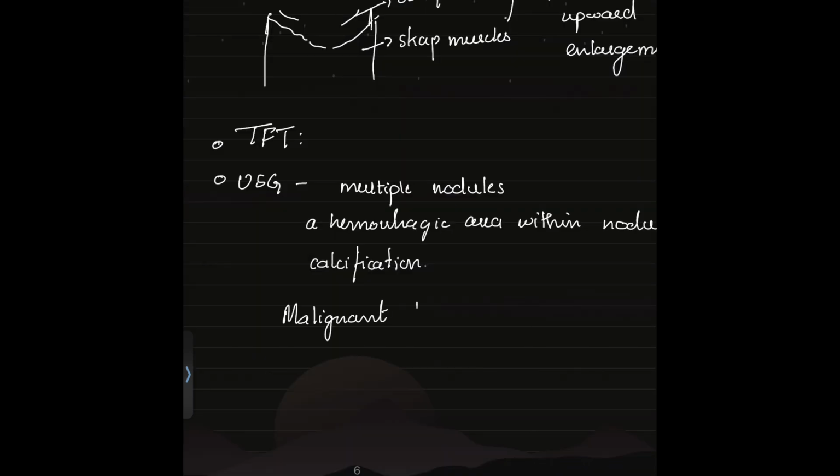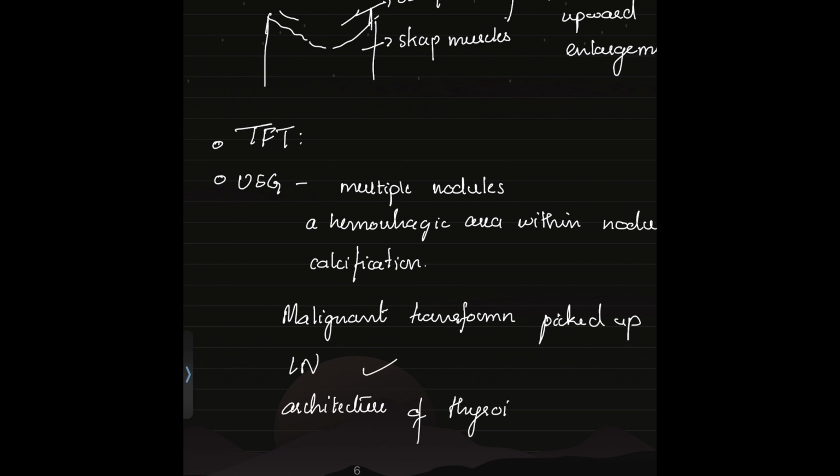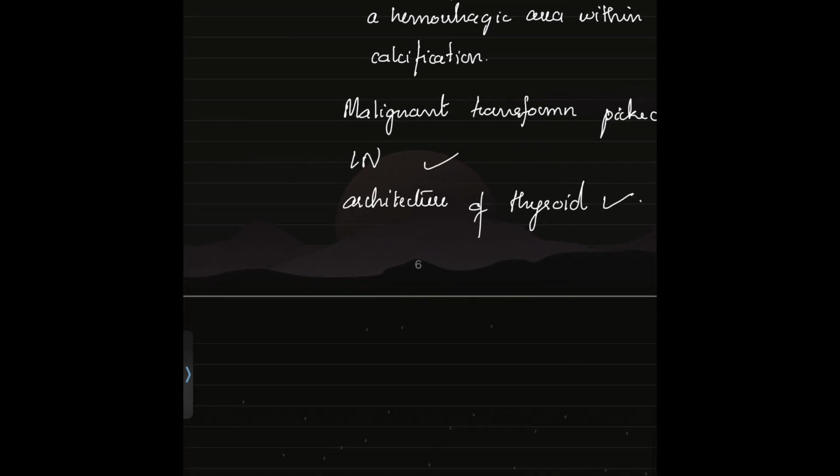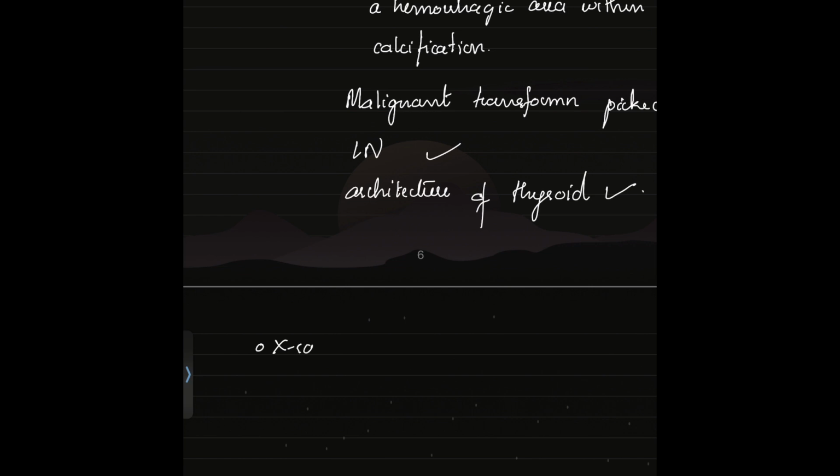Discussing the investigations, we take a thyroid function test to check the level of the hormones. USG is taken; multiple nodules can be seen, a hemorrhagic area with nodules and calcification can be seen, malignant transformation is picked up, lymph nodes can be observed, and the architecture of the thyroid can be seen. An X-ray soft tissue neck is taken, lateral and antero-posterior view.